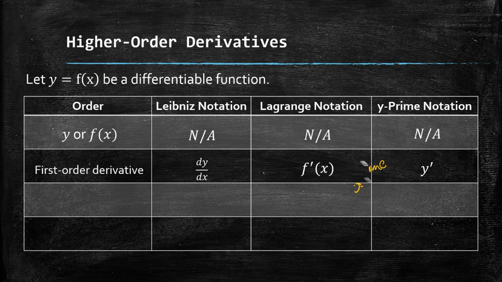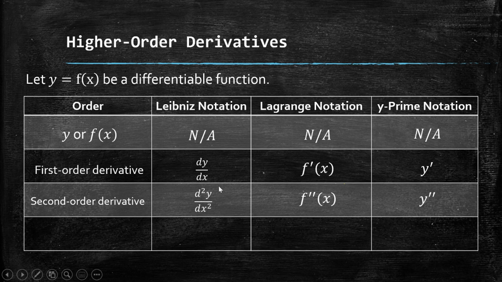Also, after the first order derivative, if we try to get the derivative of the derivative, we get the second order derivative. So we have the 2 here. Take note, this is not an exponent, but rather a notation indicating that this is the second order derivative. So we have the second order derivative of y with respect to x. We have f second prime and y second prime, or sometimes it's read as f double prime or y double prime.